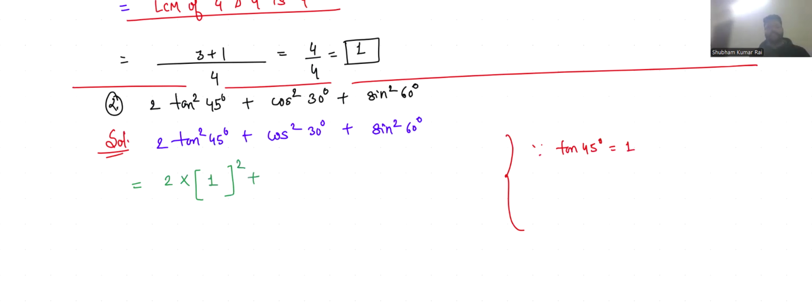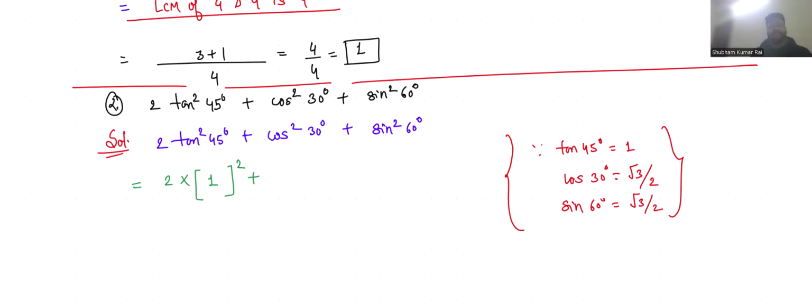Do you know the value of cos 30? Square will be done, right? So the cos 30 value is root 3 by 2. And let's have the sine square also, that is sine 60 degree. What is the value of sine 60? That is also root 3 by 2. So you have to mention where the values have come from. They come from the table, right?